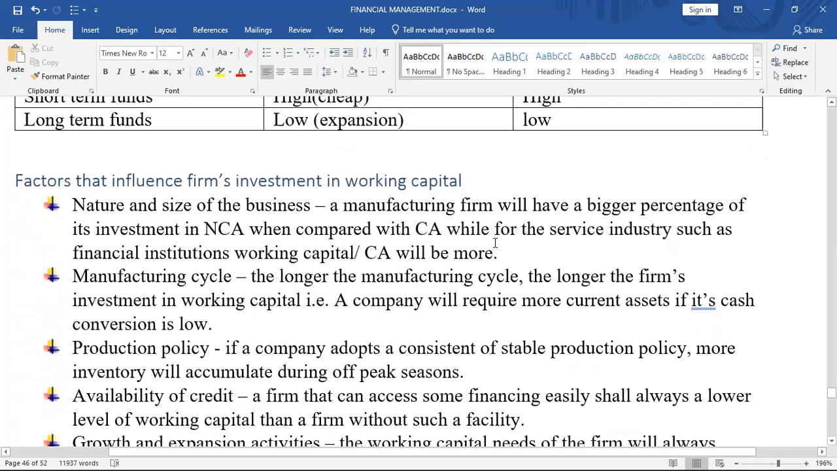Allow me to look at the factors that influence the firm's investment in working capital. Number one, we are looking at the nature and size of the business. We are saying a manufacturing firm will have a bigger percentage of its investment in non-current assets when compared with current assets, while the service industry, such as financial institutions, will have more current assets in working capital. Let us look at the manufacturing cycle. The longer the manufacturing cycle, the longer the firm's investment in working capital. That is, a company will require more current assets if its cash conversion cycle is long.